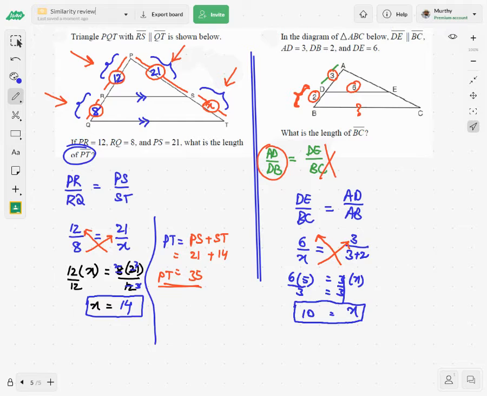So it depends upon the question. If you are given upper segment over lower segment equals upper segment over lower segment, it is absolutely fine. You can take a portion of the length of a large triangle. But if you are given these sides, then you cannot take a portion of the triangles. Like AD over DB is not possible.